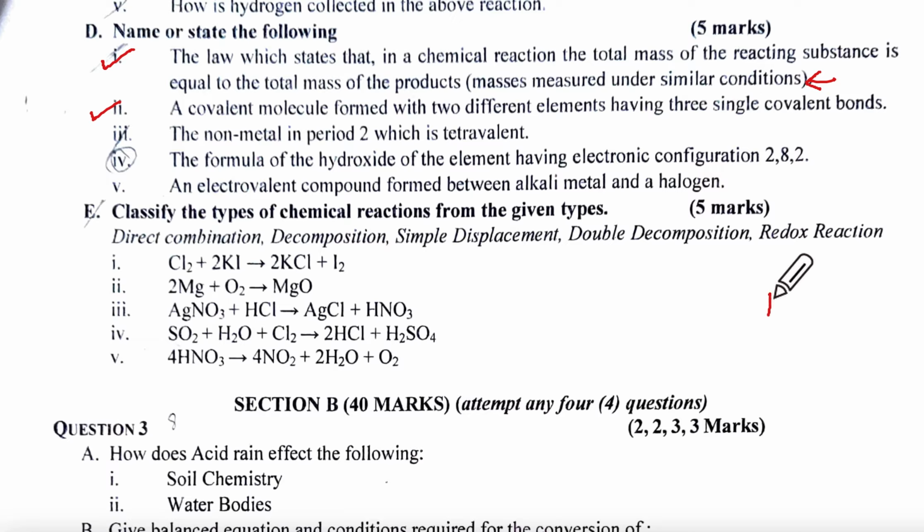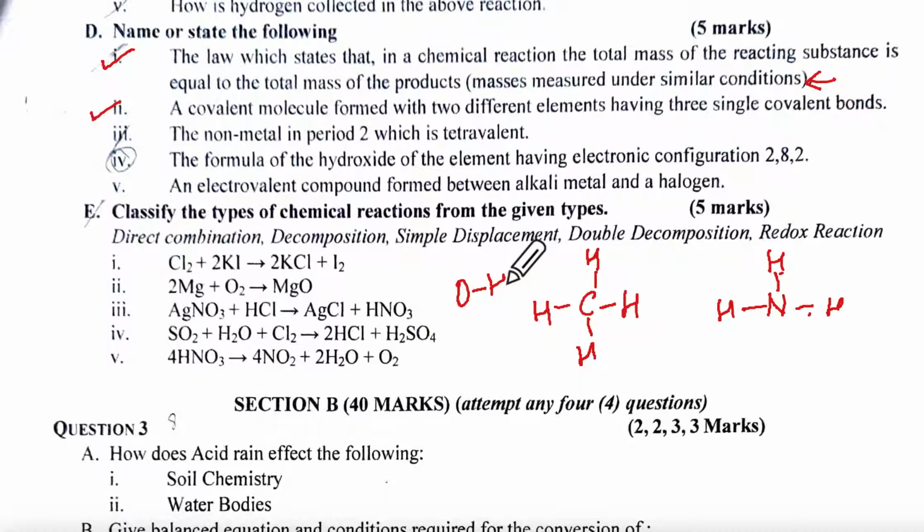Three single covalent bonds reminds me of this. If they say four single covalent bonds, I am reminded of this. And two single covalent bonds, I am reminded of this. So what kind of question will come for this? Name the covalent molecule which has two different elements having two single covalent bonds.